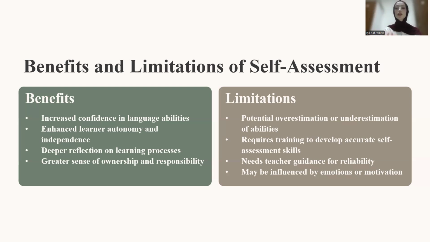Potential overestimation or underestimation of abilities. For example, one student can say that I can do this, but you are assessing her and you can say that no, she cannot, but she is overestimating herself. So there is a limitation for self-assessment. And it requires training to develop accurate self-assessment skills, needs teacher guidance for reliability, and may be influenced by emotions or motivation.